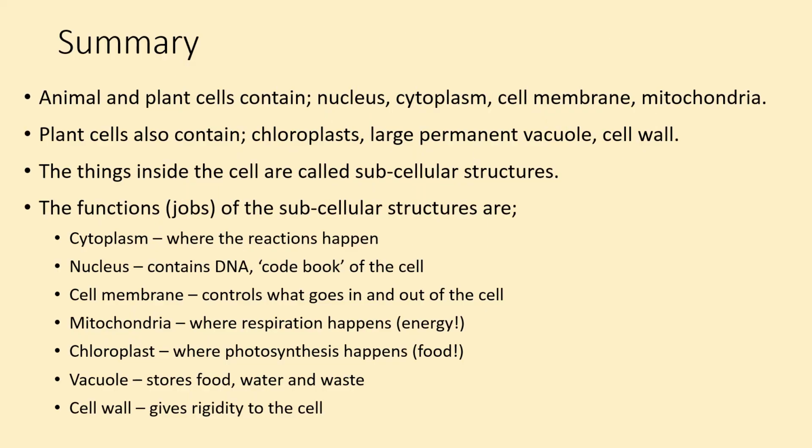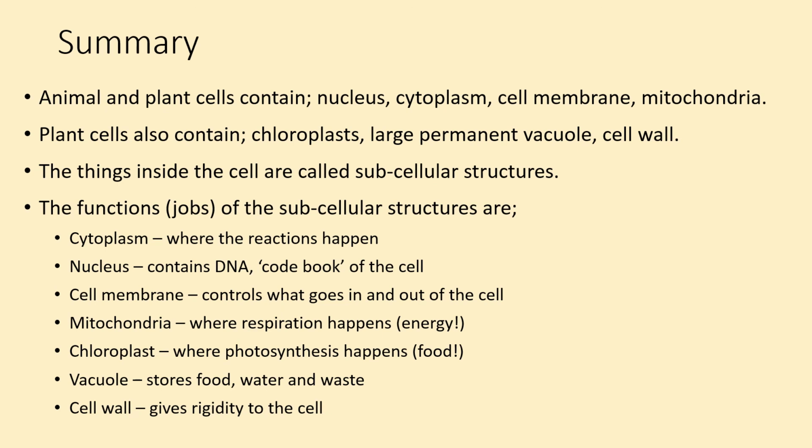And here's your summary. Animal and plant cells contain nucleus, cytoplasm, cell membrane and mitochondria. Plant cells, as well as those 4 things, also contain chloroplasts, large permanent vacuole and a cell wall. The things inside the cell are called subcellular structures, and the jobs of the subcellular structures are: cytoplasm, where reactions happen. Nucleus contains the DNA. It's the code book of the cell, not the brain.